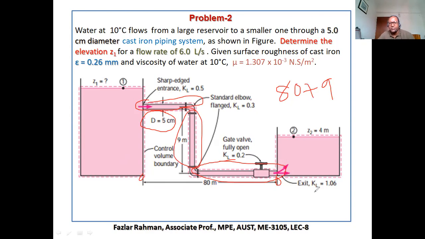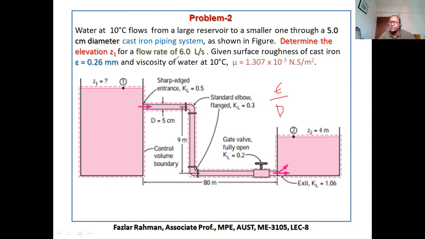Okay, now I have just explained the picture. Now you look in the problem at what they are saying. It says water at 10 degrees Celsius temperature flows from a large reservoir to a smaller one through a 5 centimeter diameter cast iron pipe. You see, before you solve chapter 8 and 9, it doesn't mention what kind of pipe, just that it is a pipe. But right now, the data given is cast iron. So why is it given? Because we need to know the surface roughness, epsilon by D.